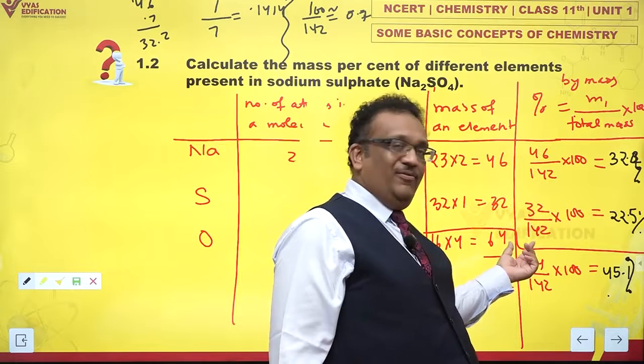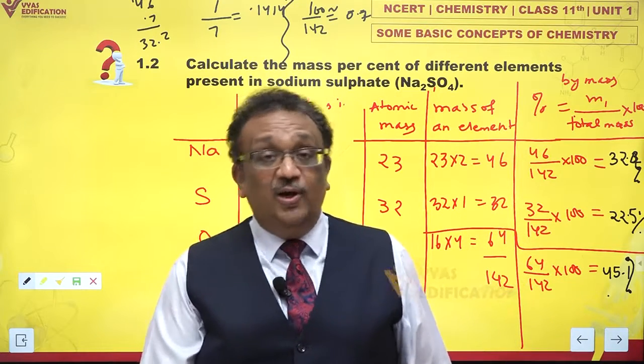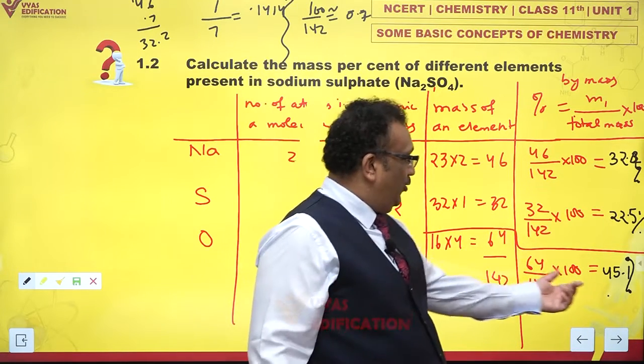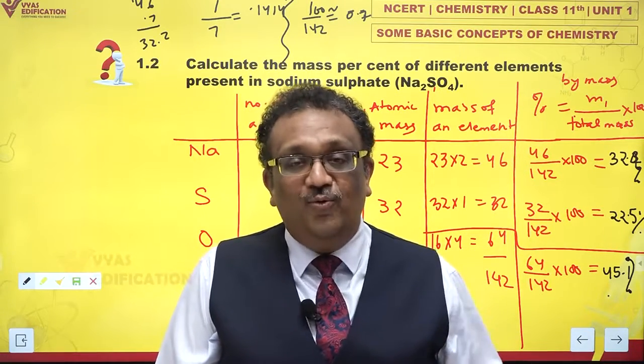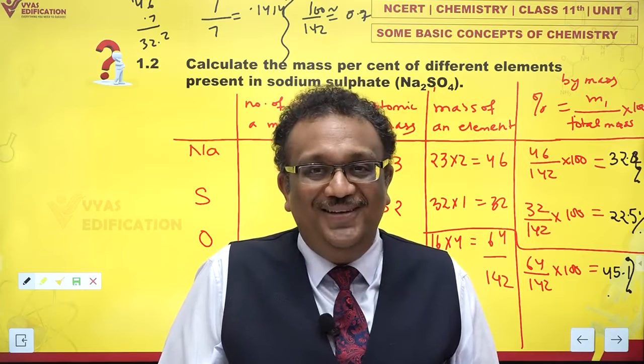Similarly, 32 by 142 would be 32 into 0.7, or 64 into 0.7. Approximate values also, if you want, you can get. But if you want more accurate, you have to do it, of course, more accurately. Done?